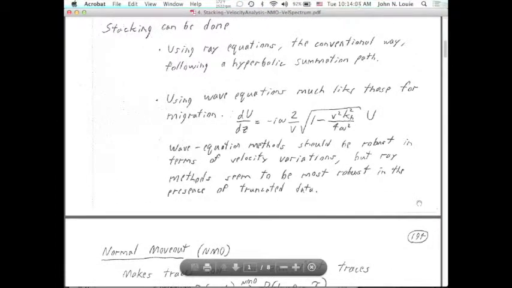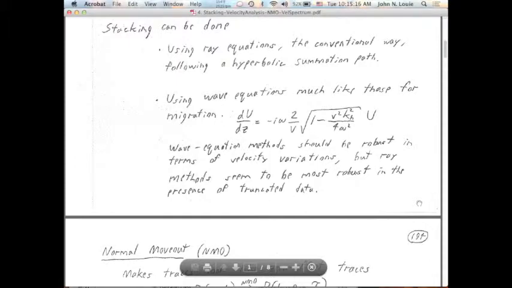All right, now typically we accomplish stacking using ray equations, and we follow, in H and T space, hyperbolic summation paths through common midpoint gathers. But now we know that we already have programs and wave equations that are implemented in those programs that we could use for stacking just as well as the ray equations, the typical methods. And I don't think it's been well tested. Perhaps there are situations and data sets that could benefit from that. Of course, the ray equations and the conventional operators are very well tested, very well seasoned, very flexible, and it would take a lot of work to get the wave equation stacking to work as well. But I wouldn't exclude the possibility that there are data sets that could benefit from it.